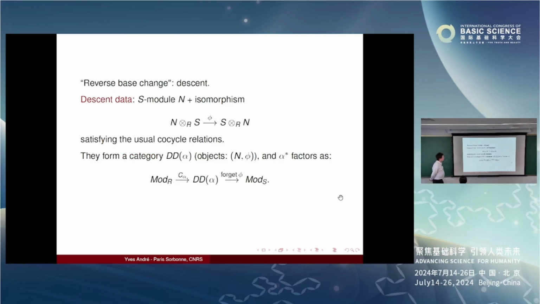So now let's come to reverse base change, that is descent. The main concept in this context is the concept of descent datum, which is that of an S-module N plus an isomorphism phi between the tensor products S tensor N and N tensor S, which satisfies the usual cocycle relation. Those descent data form a category. The objects are the N and the isomorphism phi. And the base change factors through the obvious functor C alpha, which associates to any R-module M the module M tensor S, with the obvious descent datum. And then when you forget the isomorphism phi, the composite is exactly the base change functor.